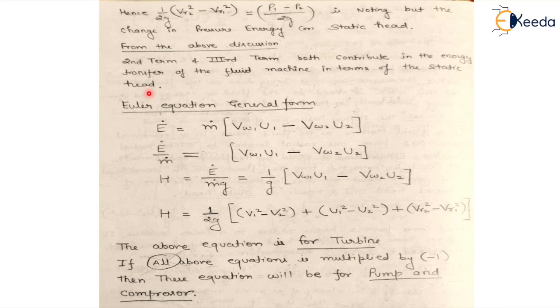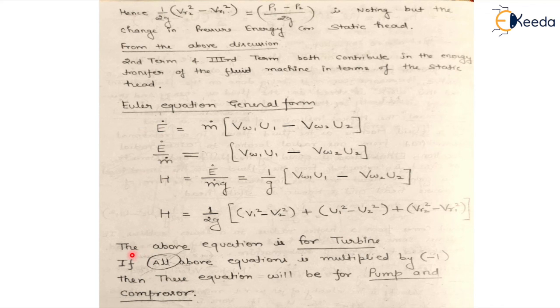These are the Euler equation. This is the rate of energy transfer, this is the rate of energy transfer per unit mass, and this one is the rate of energy transfer per unit weight, or in terms of head we can say. All these equations I have explained.